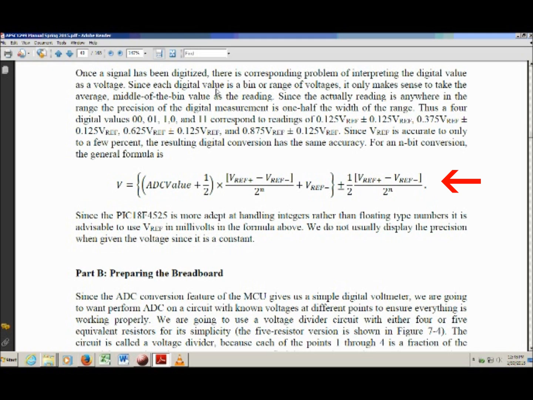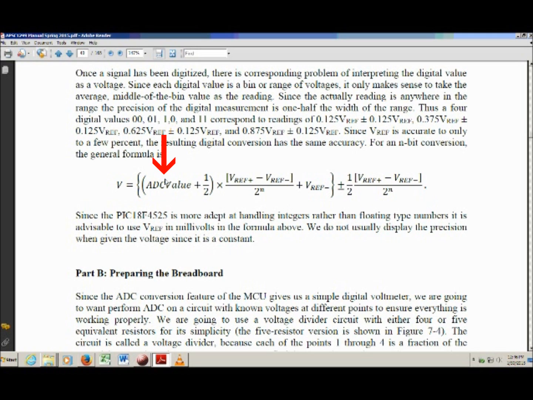So here they're discussing how you take the data that we actually preserved, which is essentially just the bin labels, and turn it back into an approximate voltage. Because we don't remember what the exact voltage was, we only know what bin it fell into. So first thing to notice is that this quantity right here is the size of the bin. So Vref plus minus Vref minus divided by 2 to the n is the size of one bin.